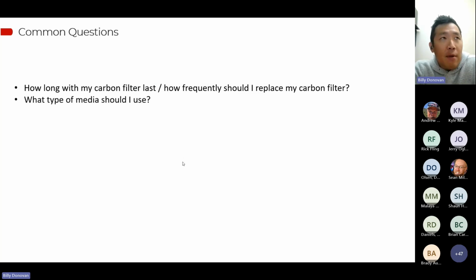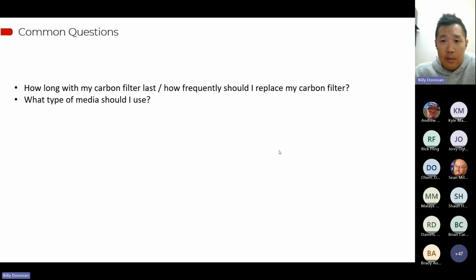So two of the most common questions I've gotten over the years regarding carbon filters are, how long will my carbon filter last, or how frequently should carbon filters be replaced? And the answer to that really depends on a lot of different factors. You need to know chemical concentrations, operating hours, local environmental conditions, and so on. Carbon filters don't load up in resistance like particulate filters do, so you can't really use resistance as a gauge of capacity.